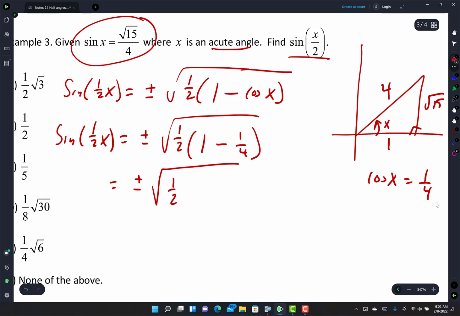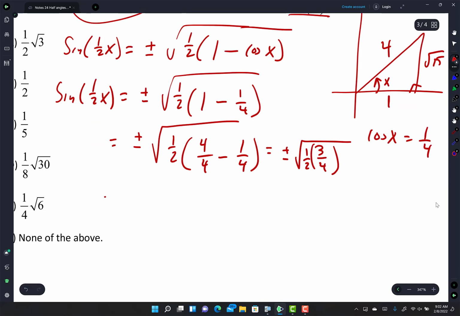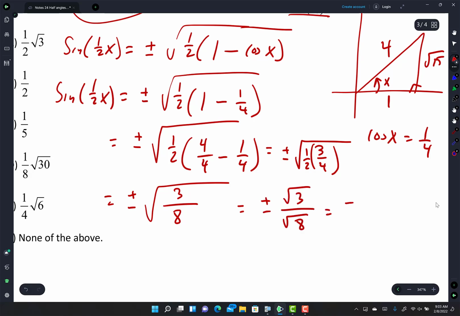Square root 1/2 parenthesis. Turn that 1 into 4 over 4 minus 1/4. Or you don't have to if you know that 1 minus 1/4 is 3/4. Plus minus square root. 4 minus 1 is 3. So 3, there's still a half on the outside. And then 3/4. Just multiply the 1 and 3 and 2 and 4. So square root of 3 over 8. So that looks like plus minus square root of 3 over square root of 8, which is plus minus square root of 3 over 2 square root of 2.